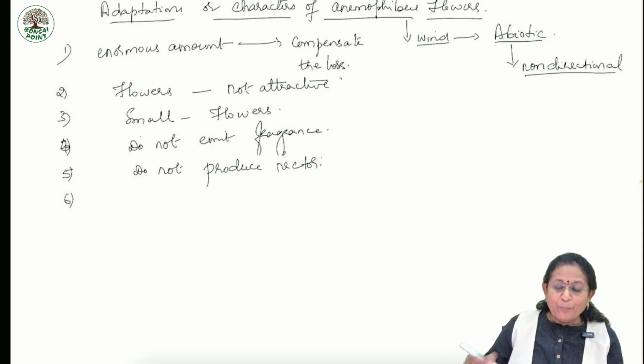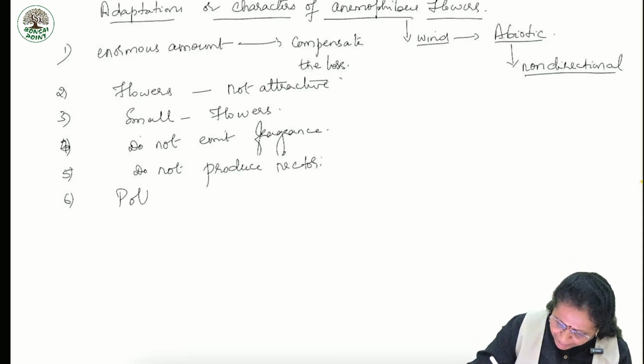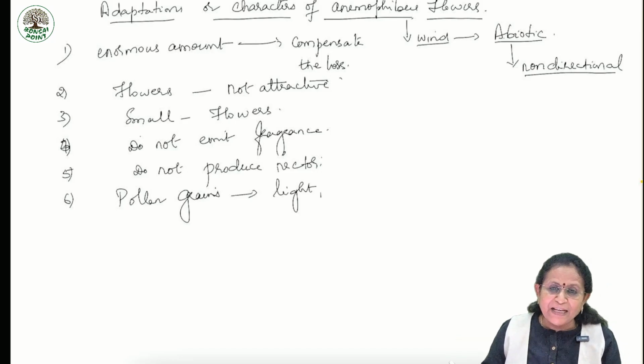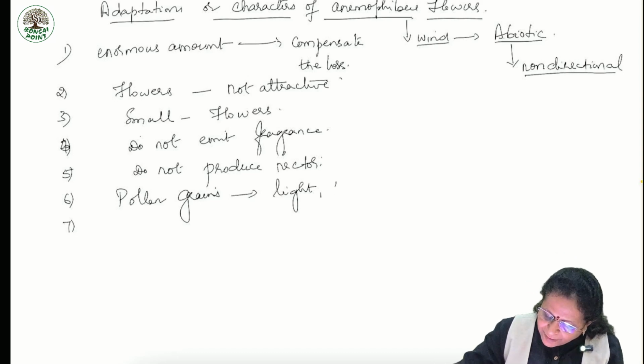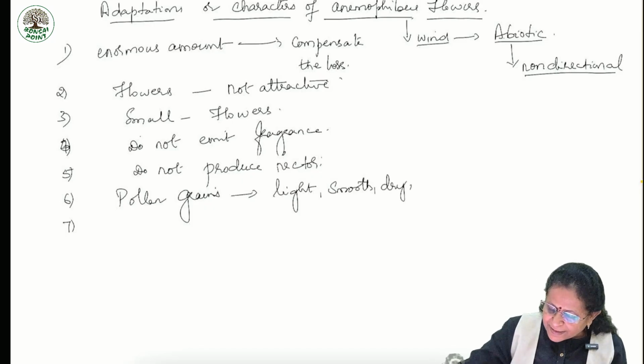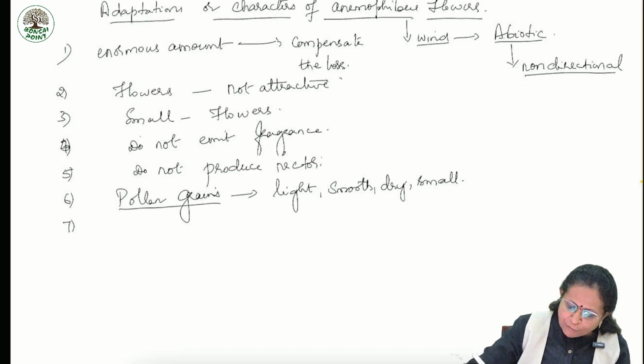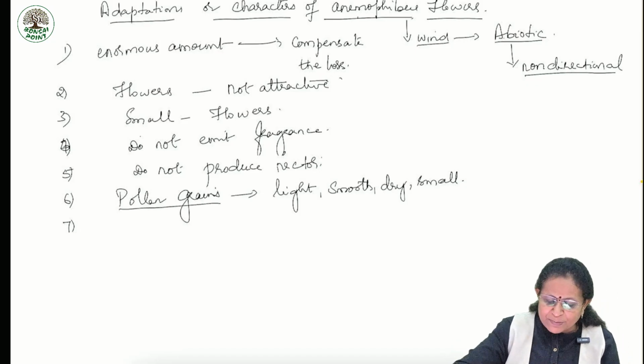Next, important, the pollen grains should be light in weight. They should be easily carried away, isn't it? Pollen grains are light in weight, smooth, dry and small, so that they can be easily carried away by wind. These are the characters of the pollen grains of anemophilous flowers. Please remember.